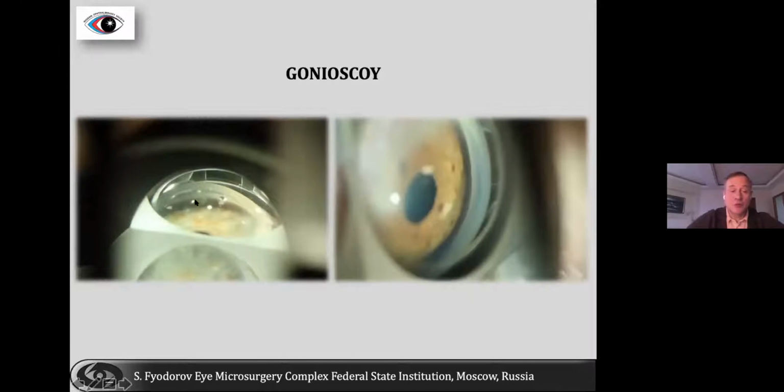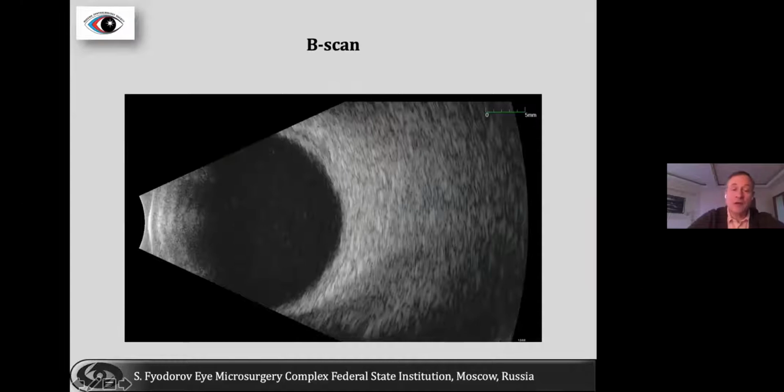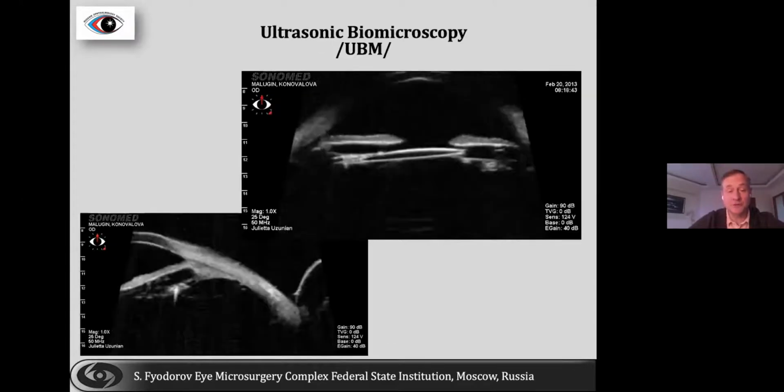And on gonioscopy, we also see there is accumulation of the pigment and the blood resulting from these episodes, as well as the blood that is also located in the vitreous body. We see there is substantial opacification of the vitreous body, which is quite homogeneous.